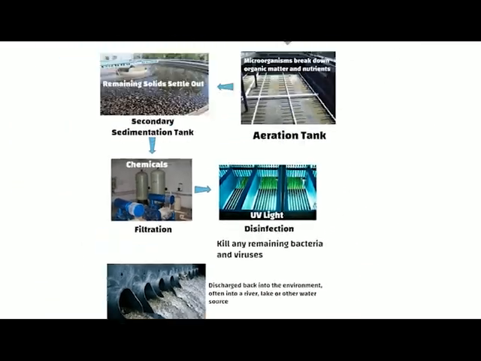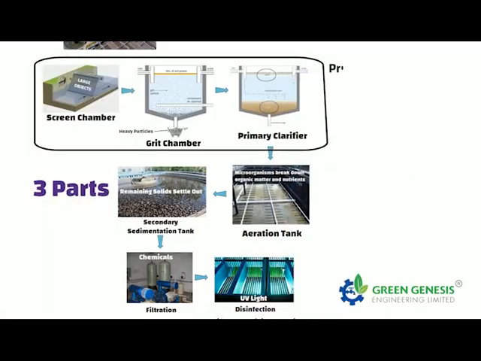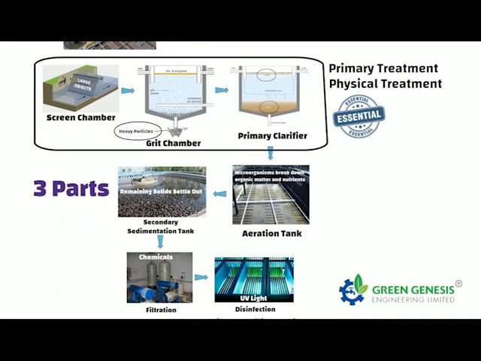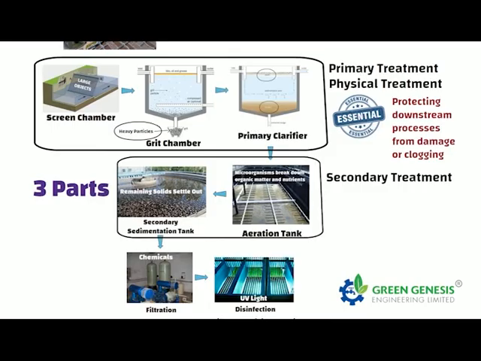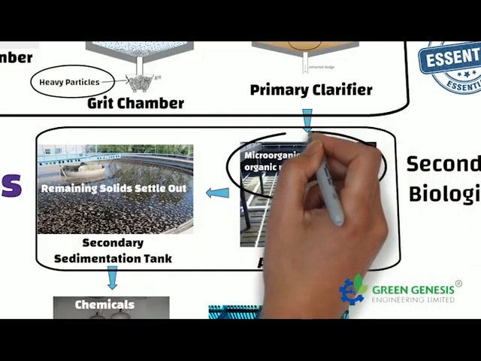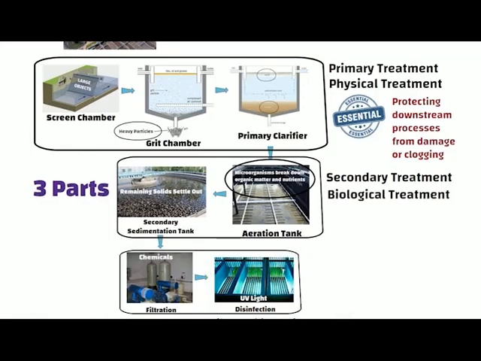This whole process is divided in three parts. From screening to primary clarifier, it's called primary treatment or physical treatment, where large and small solid particles are removed from the wastewater. This is essential in protecting downstream processes from damage or clogging. From aeration tank to secondary sedimentation tank, it's called secondary treatment or biological treatment, in which microorganisms break down organic matter in the wastewater. Filtration and disinfection comes under tertiary treatment, also called chemical treatment.